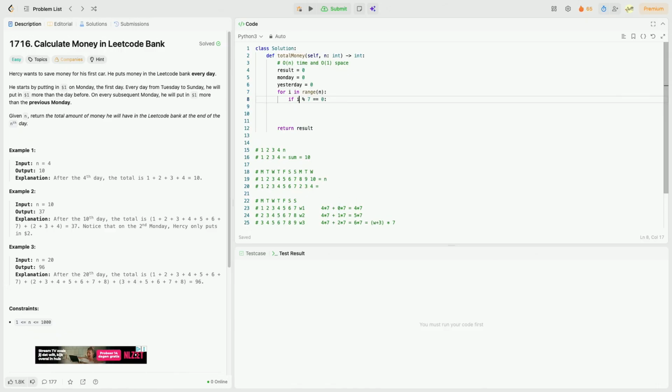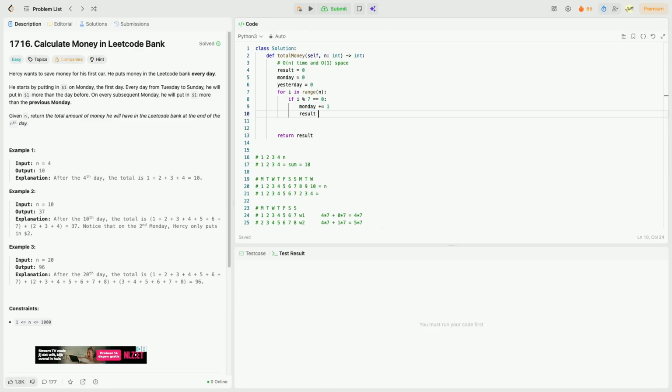a Monday, we will say, well, how much money we invest on a Monday is how much money we invested on the previous Monday plus 1, right? We'll put in $1 more than the previous Monday. So we could say Monday plus 1. And this is perfect because we initialize it with 0. So the first time we encounter Monday, we know we're going to invest Monday money. So we have to increase our result. And we have to set our yesterday variable, right?